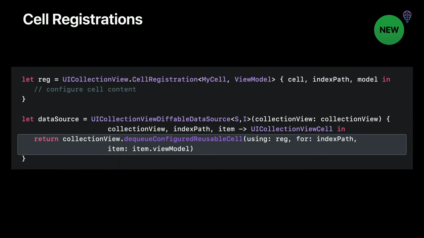First, we create our cell registration, which is generic over the cell class, in this case, MyCell, and our view model class. Notice the registration takes a closure, which is called whenever a new cell is constructed. This is where we configure the cell's content from our view model. With cell registrations, we no longer need the extra step of calling register. We simply use the cell registration from our diffable data source cell provider with the new API dequeuing reusable cell using registration. So that's cell registrations.